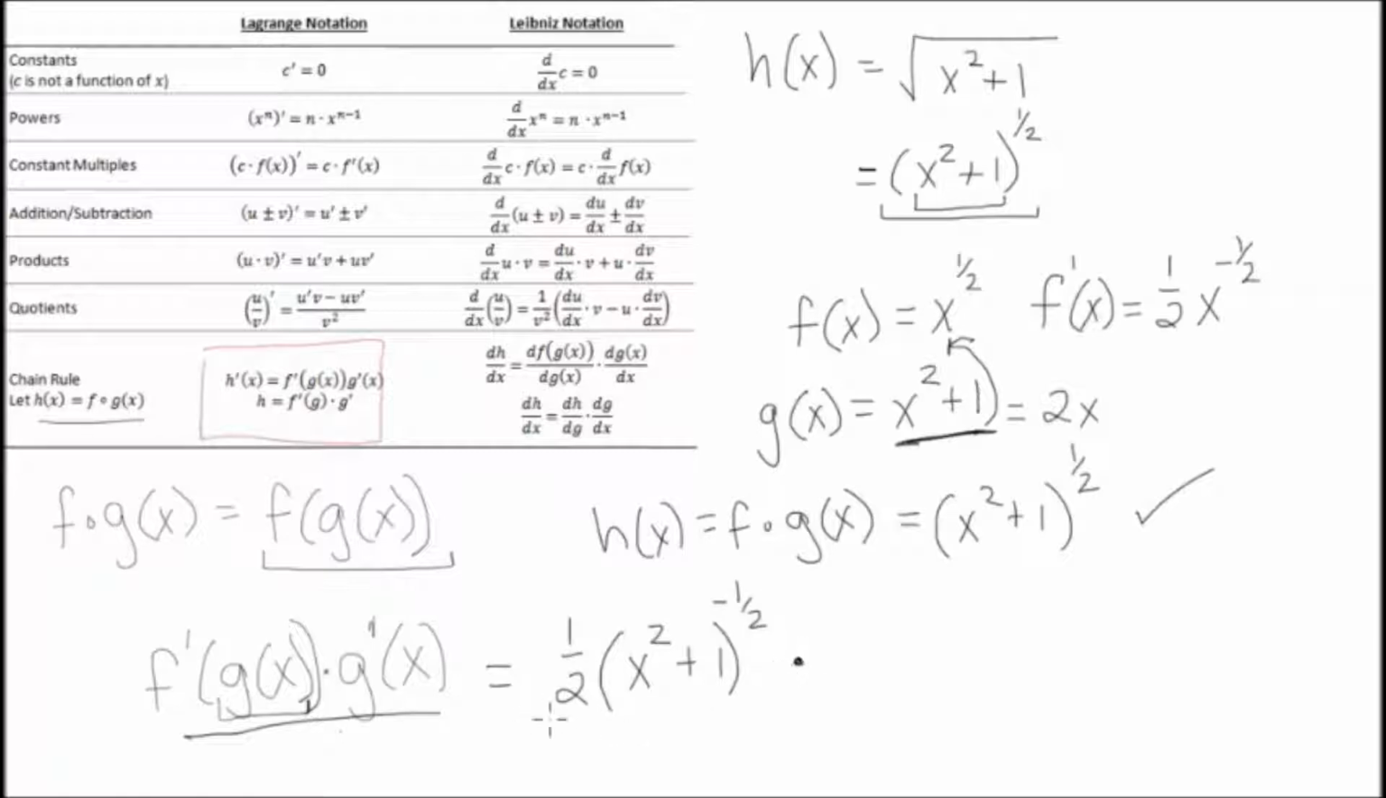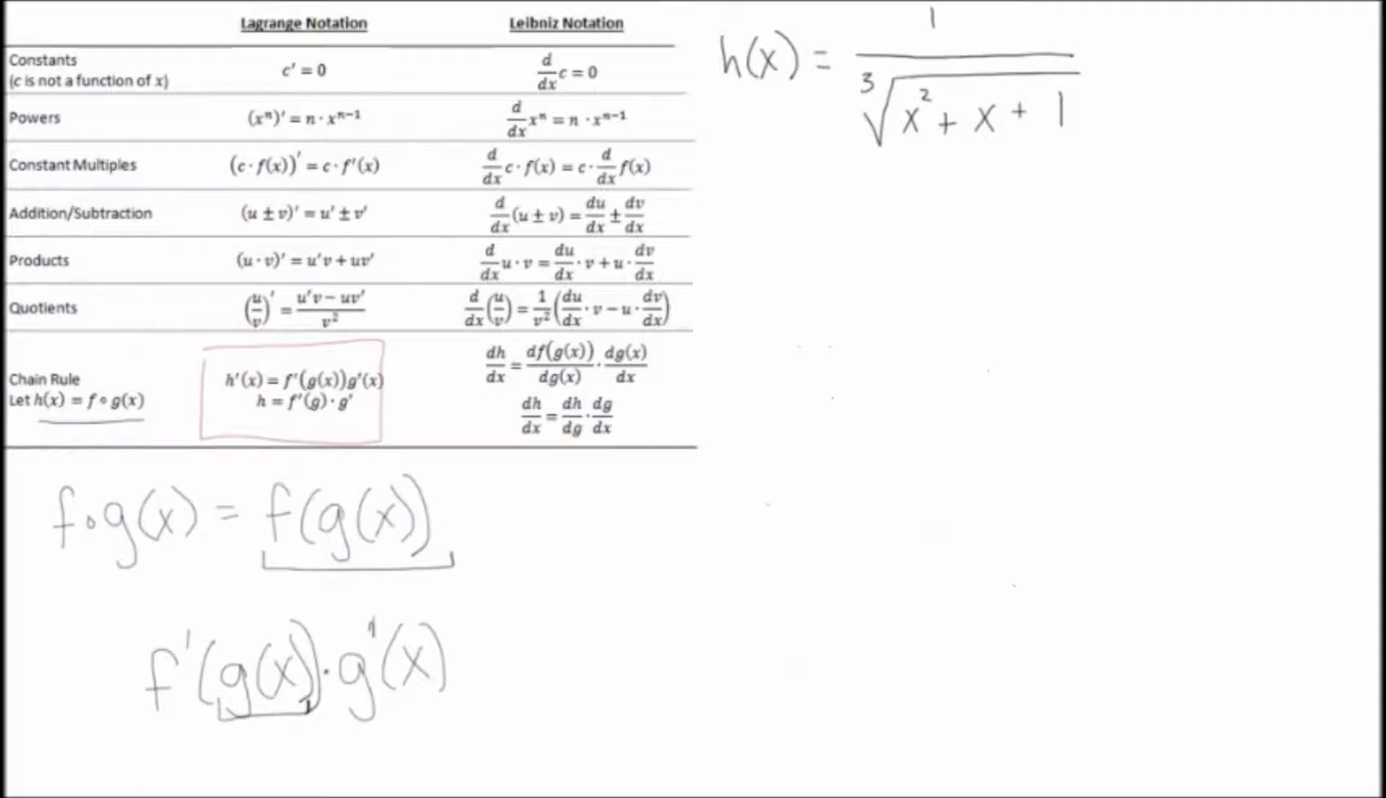So that's my f prime of g of x, times the derivative of g of x, which is 2x. And if I want to, I can simplify it, cancel the 1/2 and the 2. I get x, and I'll express this as a square root and get rid of the negative sign: x over the square root of x squared plus 1. So let's try this next one.